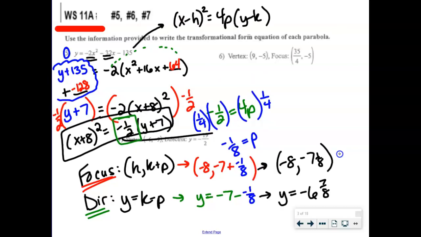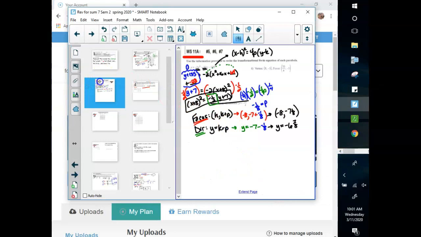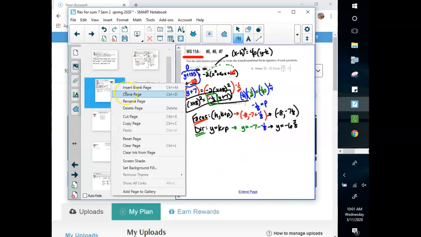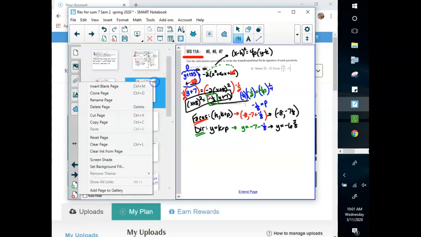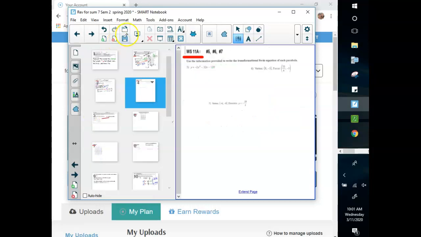All right, now I kind of wished I wrote a lot smaller. Apparently I did not. I'm going to clone this page because I want to look at number 6. I drew over number 6. You can just watch me do number 6 if you don't have room.